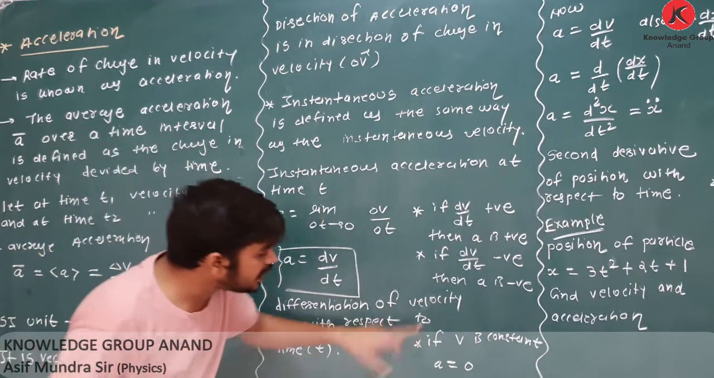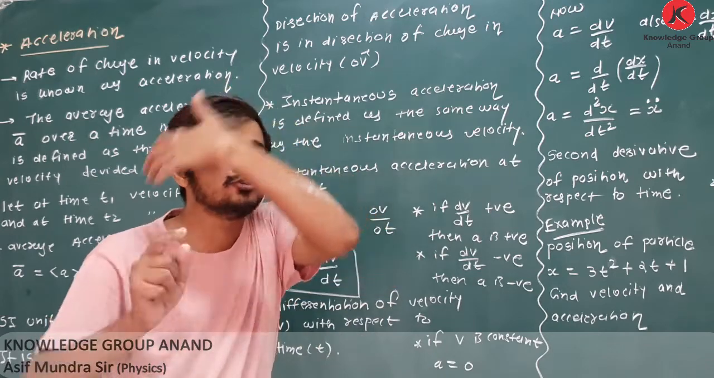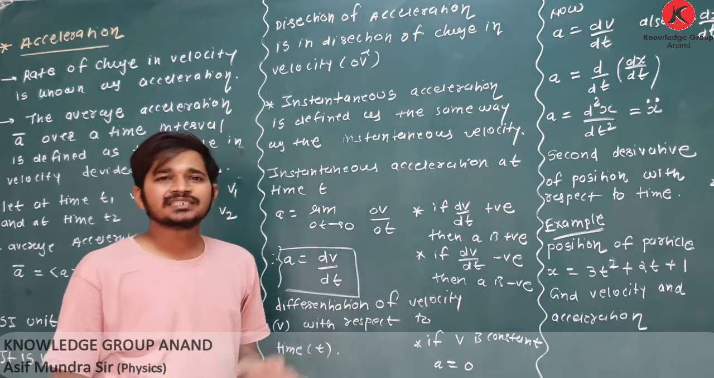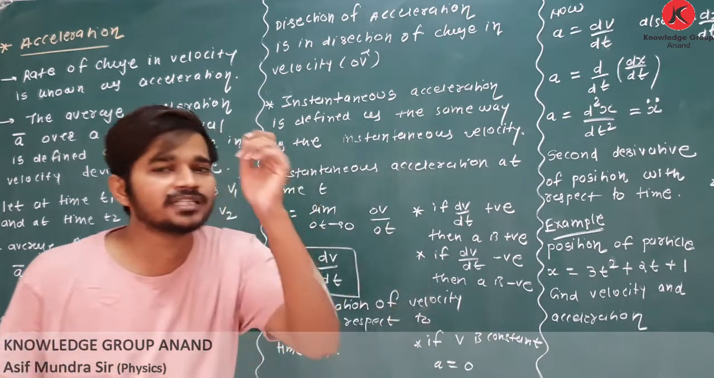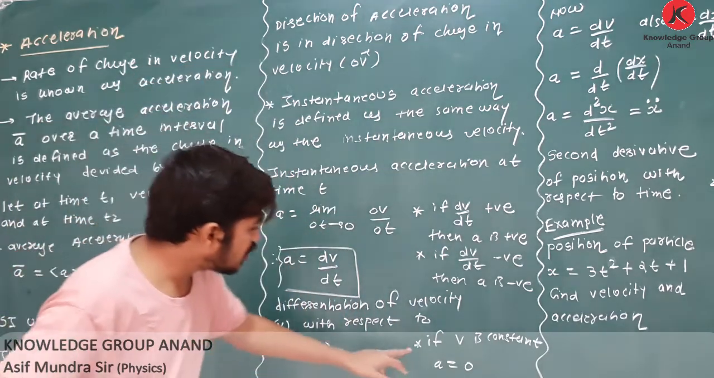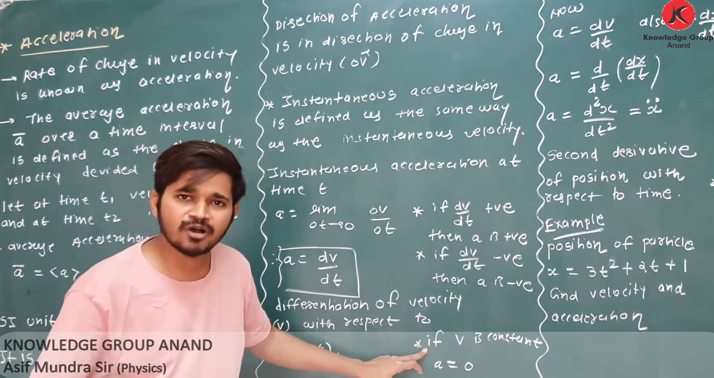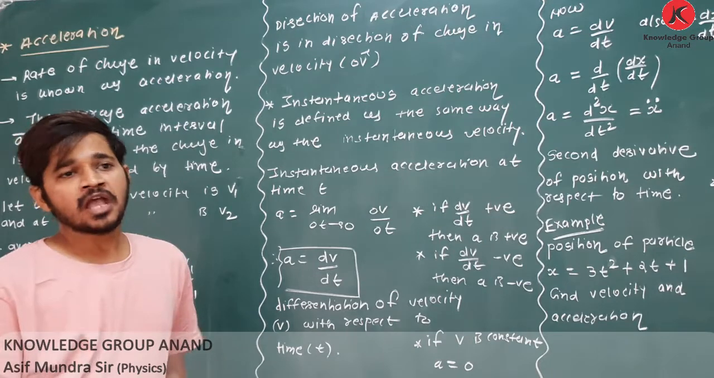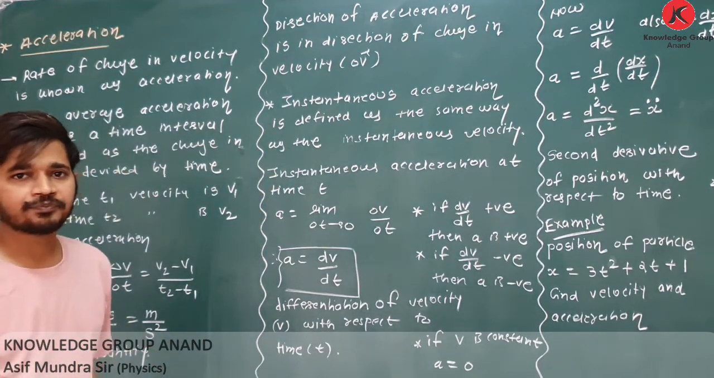And if v is constant, which type of motion is that? Uniform motion. Then acceleration is 0. See, each and every statement is one MCQ or one point to be remembered. If velocity is constant, it is called uniform motion, and for such uniform motion acceleration is 0. Now see, you have to remember some mathematical points.